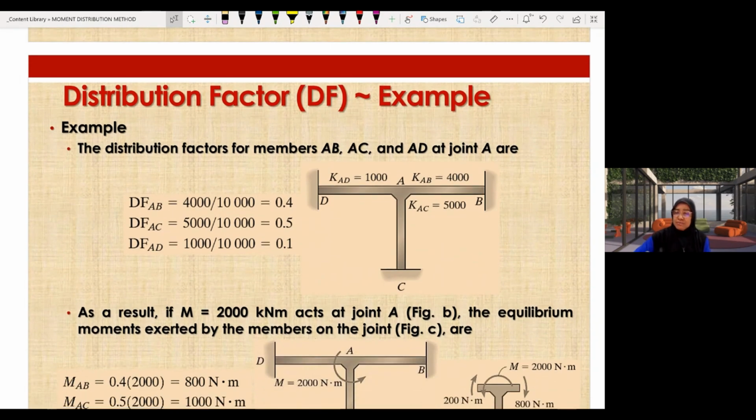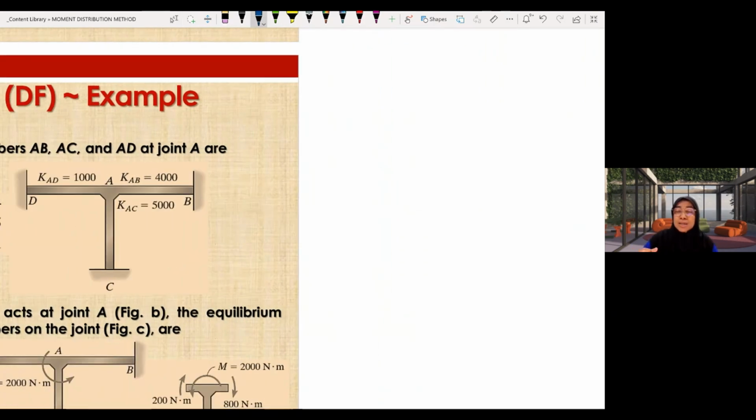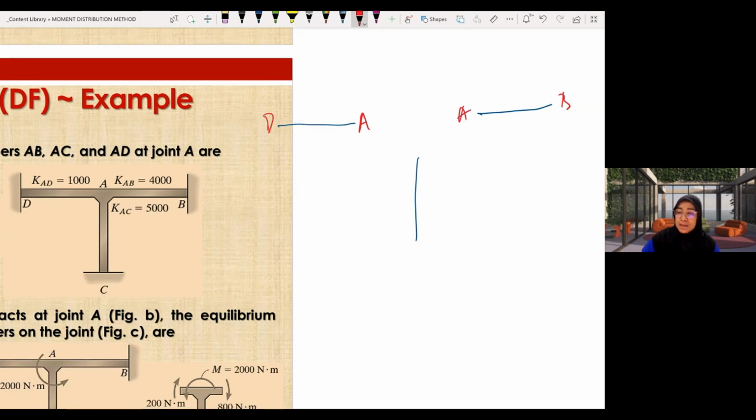Actually, in this example, it only shows three distribution factors. But originally, there are six member end moments, because a member consists of two nodes. Remember, one element consists of two nodes. Nodes means two ends. Member ends refer to A and B. So actually this frame, if we draw the free body diagram separately, member by member, it is going to be like this. So this is AD, AB, and AC. So this frame has three members.